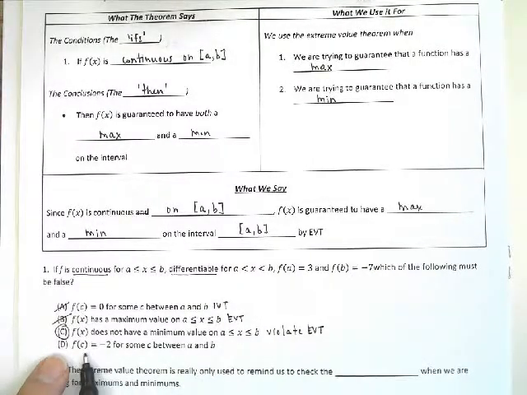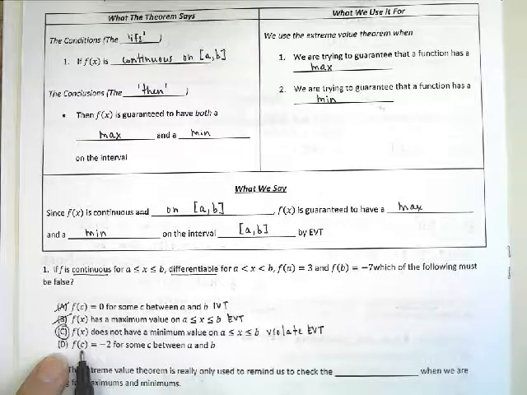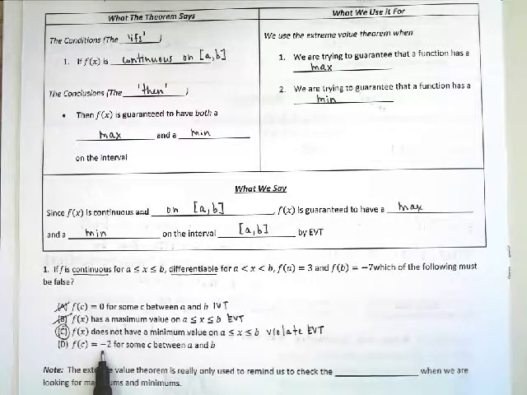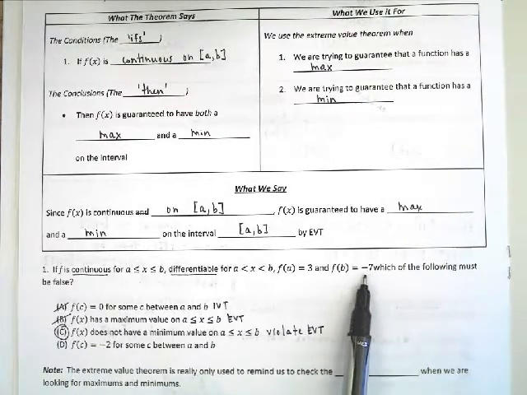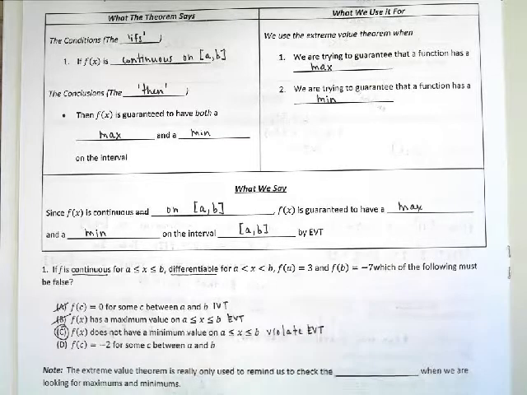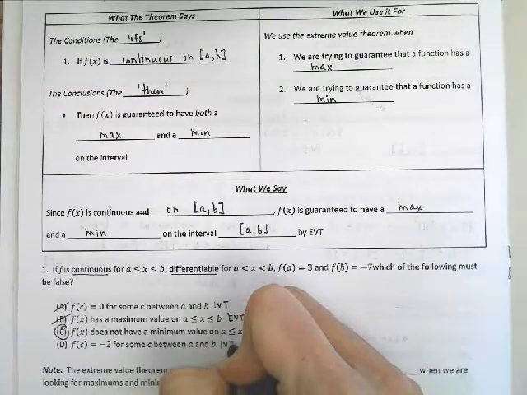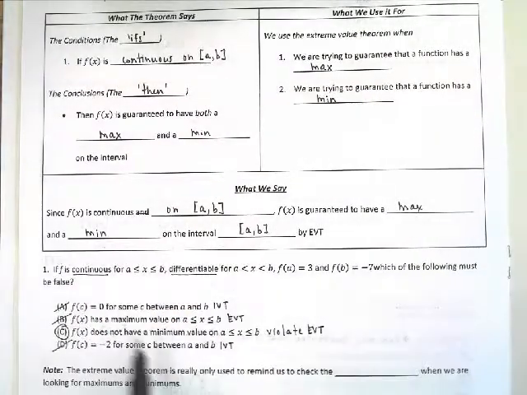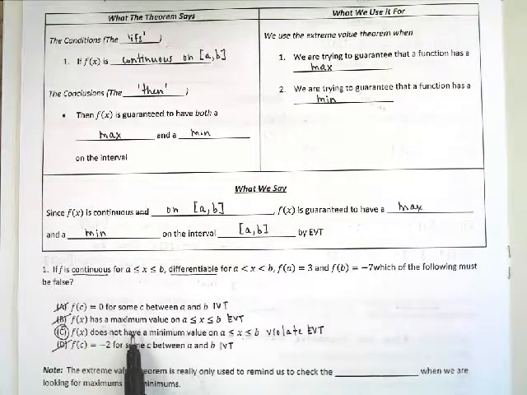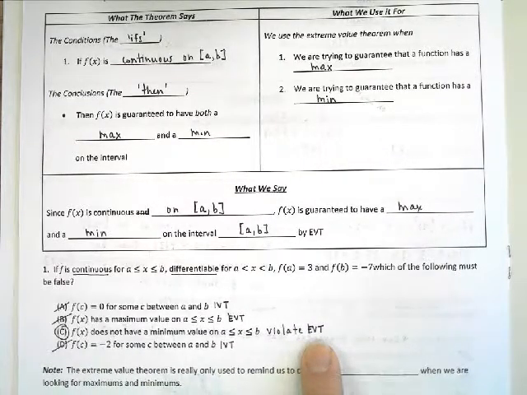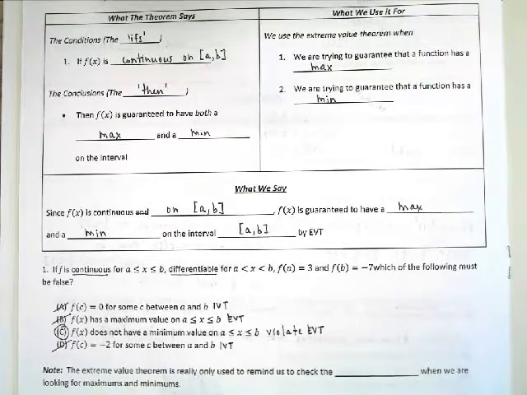Let's just double check for part D. So it's f of c equals -2. So it's asking, can we guarantee the function takes on the value -2? Again, because -2 is between -7 and 3, that's guaranteed by the IVT. So the only false statement here is that f of x does not have a minimum, because we know by EVT we're guaranteed to have a minimum value.